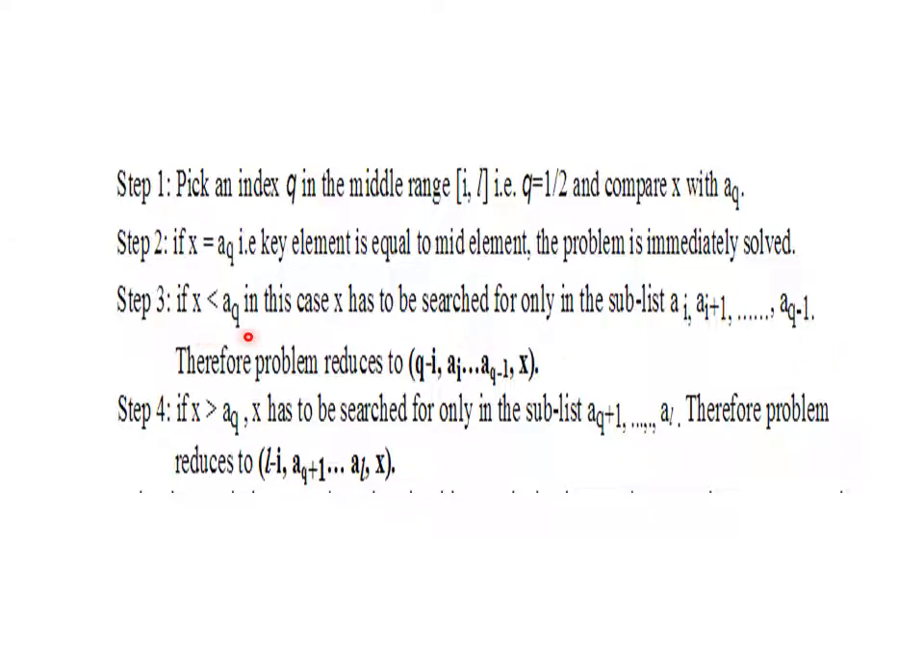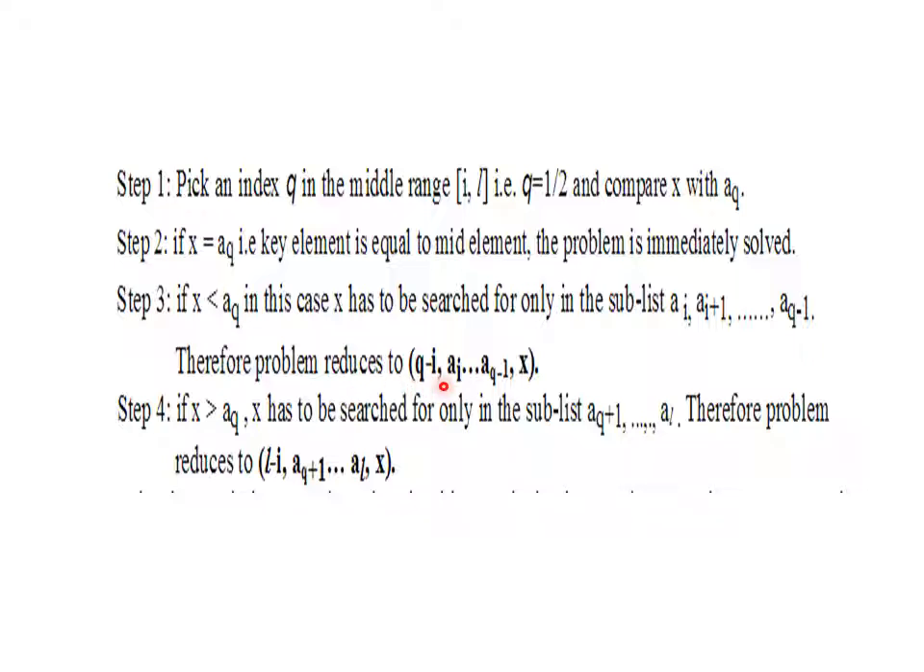So this indicates if X is less than A of Q. A of Q indicates Q is the middle index value, so A of Q is the item present at the middle index value. So X is less than A of Q. In this case, X has to be searched only in the sublist A of I to A of Q minus 1. I is the lower index value, starting with A of 1. Therefore the problem reduces to Q minus I.